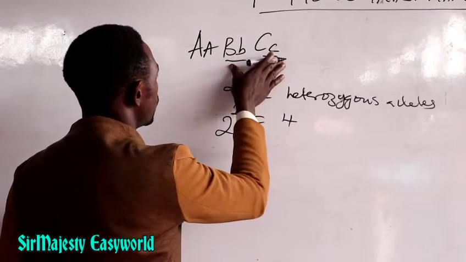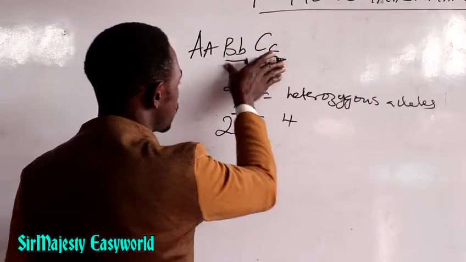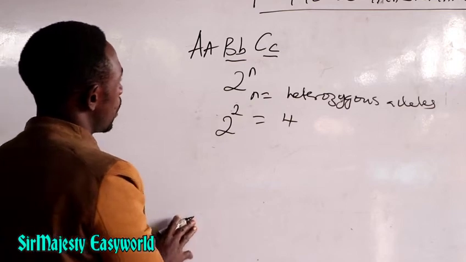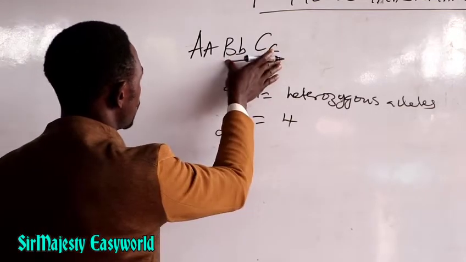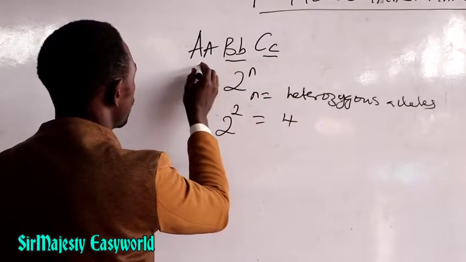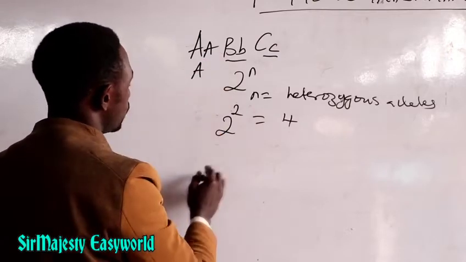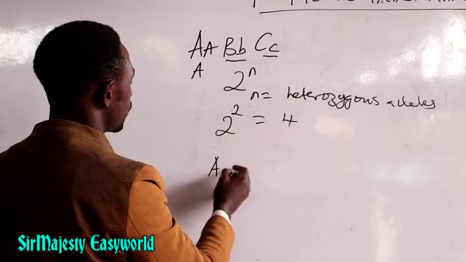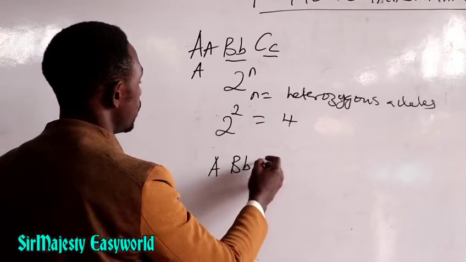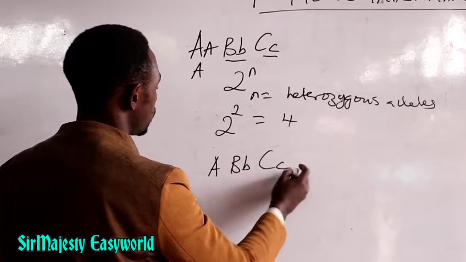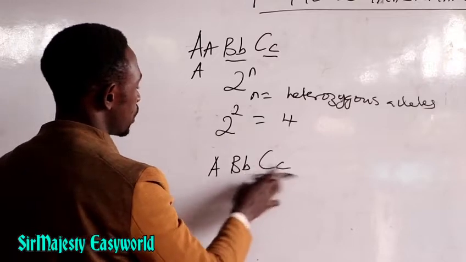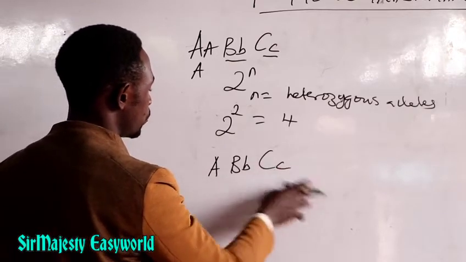So to get the gametes out of this genotype, what you have to do is very simple. Since this is the same, we take only one. That's capital A, capital A. You can only use one. Therefore, we have A being constant, then we have capital B, small b, then capital C, small c. And it's just like permutation and combination: in how many possible ways will they combine?